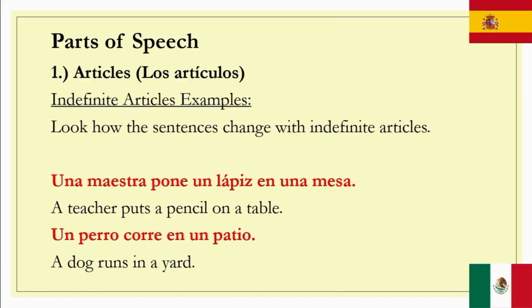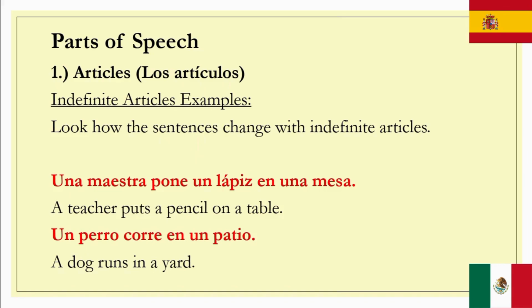So we can see that the maestra, or teacher here, and also the table, or mesa, are now indefinite because we use una as an indefinite article. And then, a dog runs in a yard. Un perro corre en un patio. We also use an indefinite article here to say that it is not specific but a general noun.